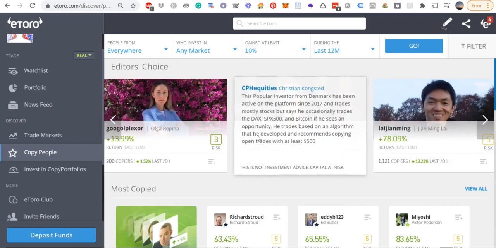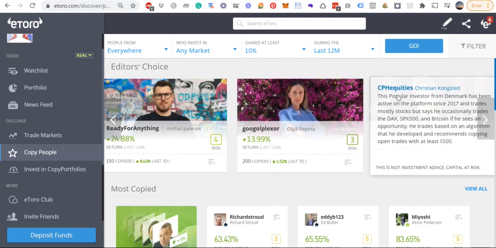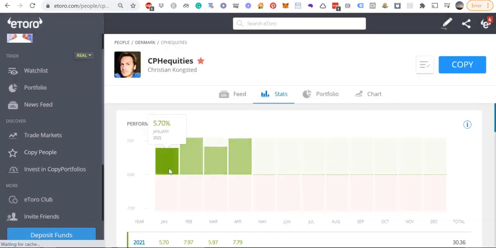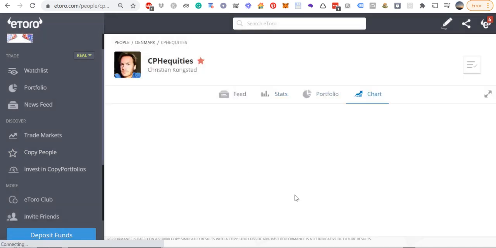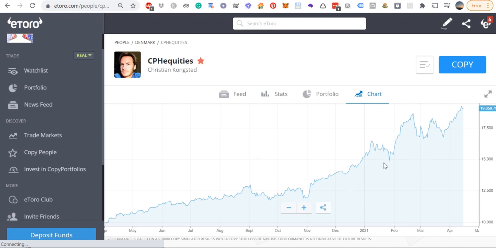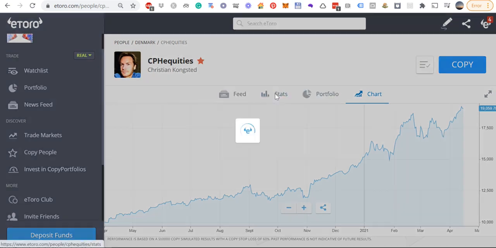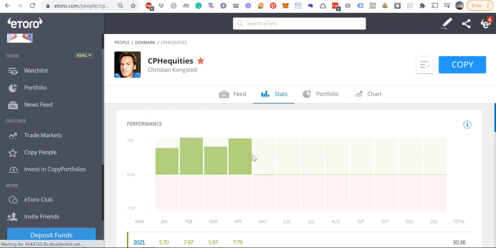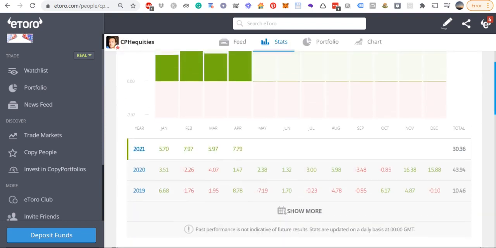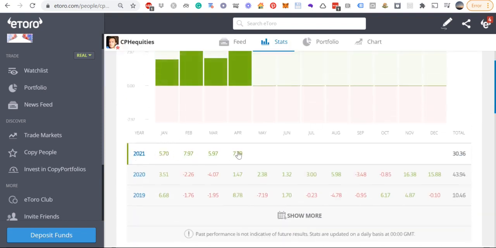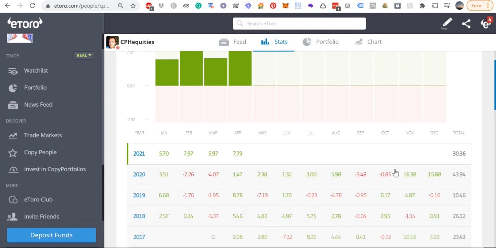So let's just go back then. So this guy here, and so that's the chart. I just check that there's no big drawdowns, and then I usually go into the stats. So this is how they've been doing month by month. So this guy has done very well, as you can see, 5.7, nearly 8%, nearly 8% again in April. And then below that, so that will be for 2021. And then for previous years, you can see what they've done each month.